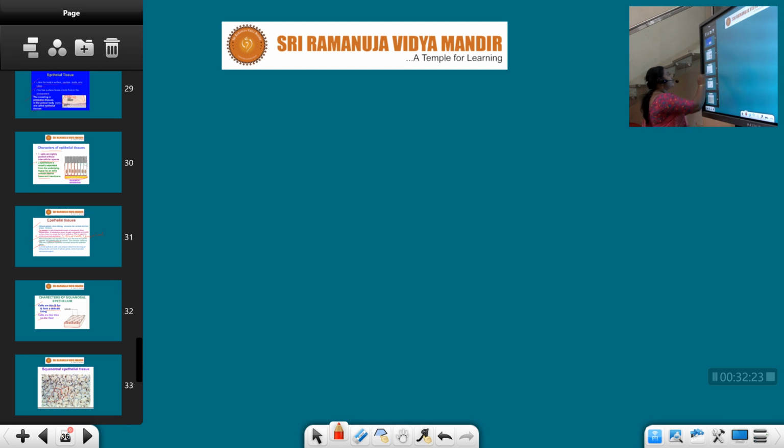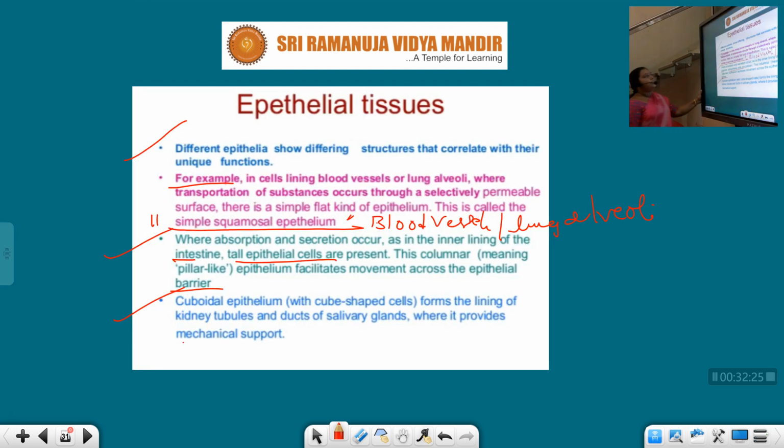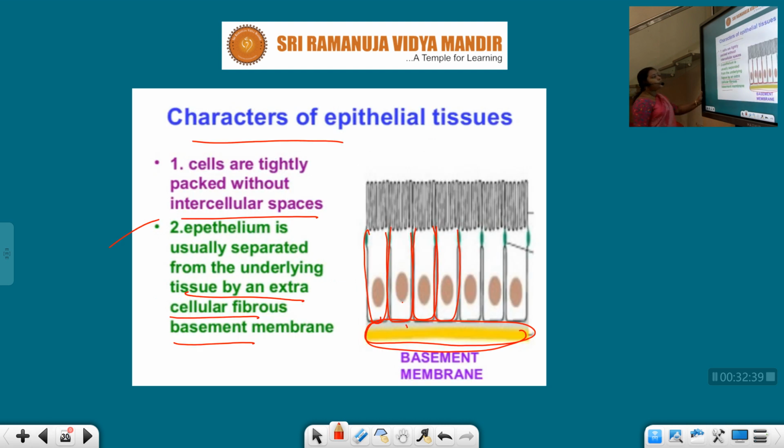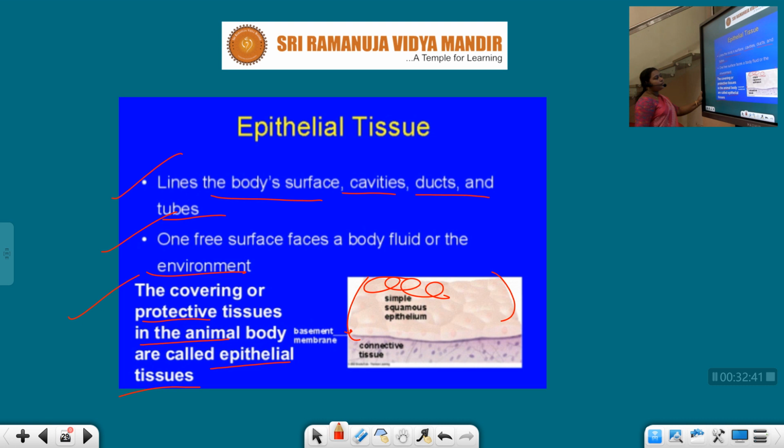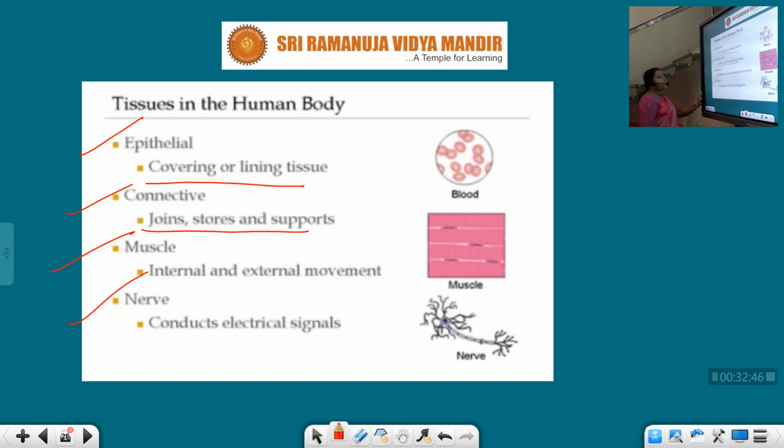Right, students? Epithelial tissue mainly helps in the formation of coverings as well as protection, and it is again of different types, students. What are those? Squamous epithelium, cuboidal and columnar epithelium cells are present. So these are the different tissues present in the human body: epithelial, connective, muscle and nervous tissue.